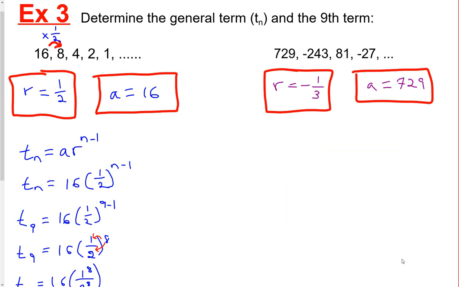I'm just going to move that out of the way so you have a nice bit of space to work with. Okay, so let's go and figure out our general term. General term is the starting amount times the common ratio to the power n minus 1. Starting amount is 729. Common ratio is negative 1/3 to the n minus 1. Now if I want to figure out the ninth one, I just plug in a 9 anywhere there was an n.